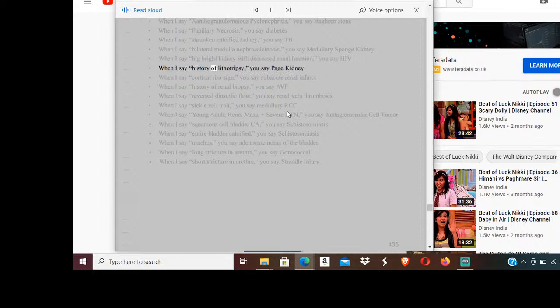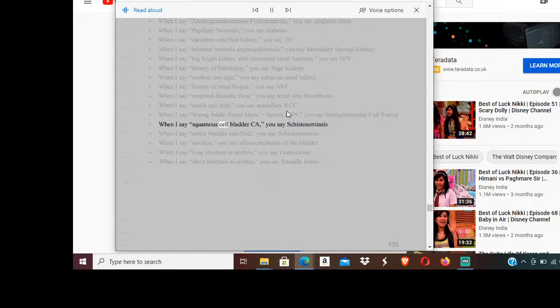When I say history of lithotripsy, you say Page kidney. When I say cortical rim sign, you say subacute renal infarct. When I say history of renal biopsy, you say AVF. When I say reverse diastolic flow, you say renal vein thrombosis. When I say sickle cell trait, you say medullary RCC. When I say young adult renal mass plus severe HTN, you say juxtaglomerular cell tumor.